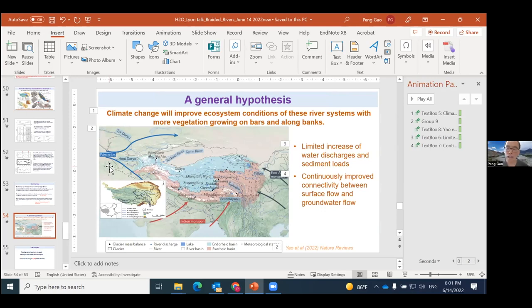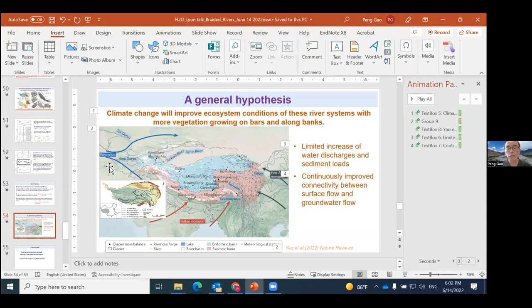Oh, okay, I think here's the misunderstanding. The increase of hydrological processes, specifically water discharge, is mainly caused by the glacier melting, right? But there's another factor that I didn't mention because I'm running out of time. That is a slightly increased precipitation. This increase of precipitation will continue. It will not stop, which means that the braided river system will not disappear because of the glacier melting. I think that's something I need to clarify here.